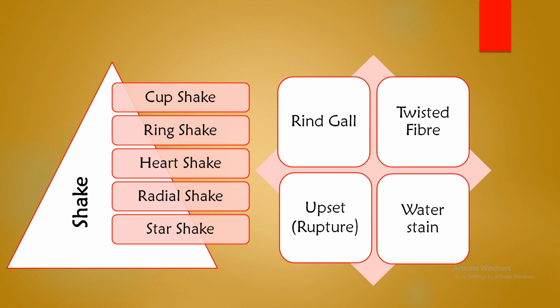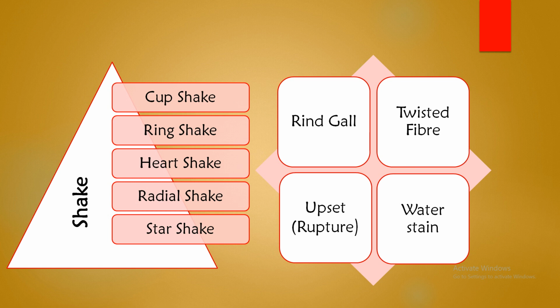A star shake usually occurs due to heavy wind. There may be a crack in the bark to the sapwood. If a crack is generated from bark to the sapwood, it is the star shake. The star shake does not affect the strength because the crack is only generated from the bark to the sapwood. Another defect that occurs due to natural forces is the twisted fibre.